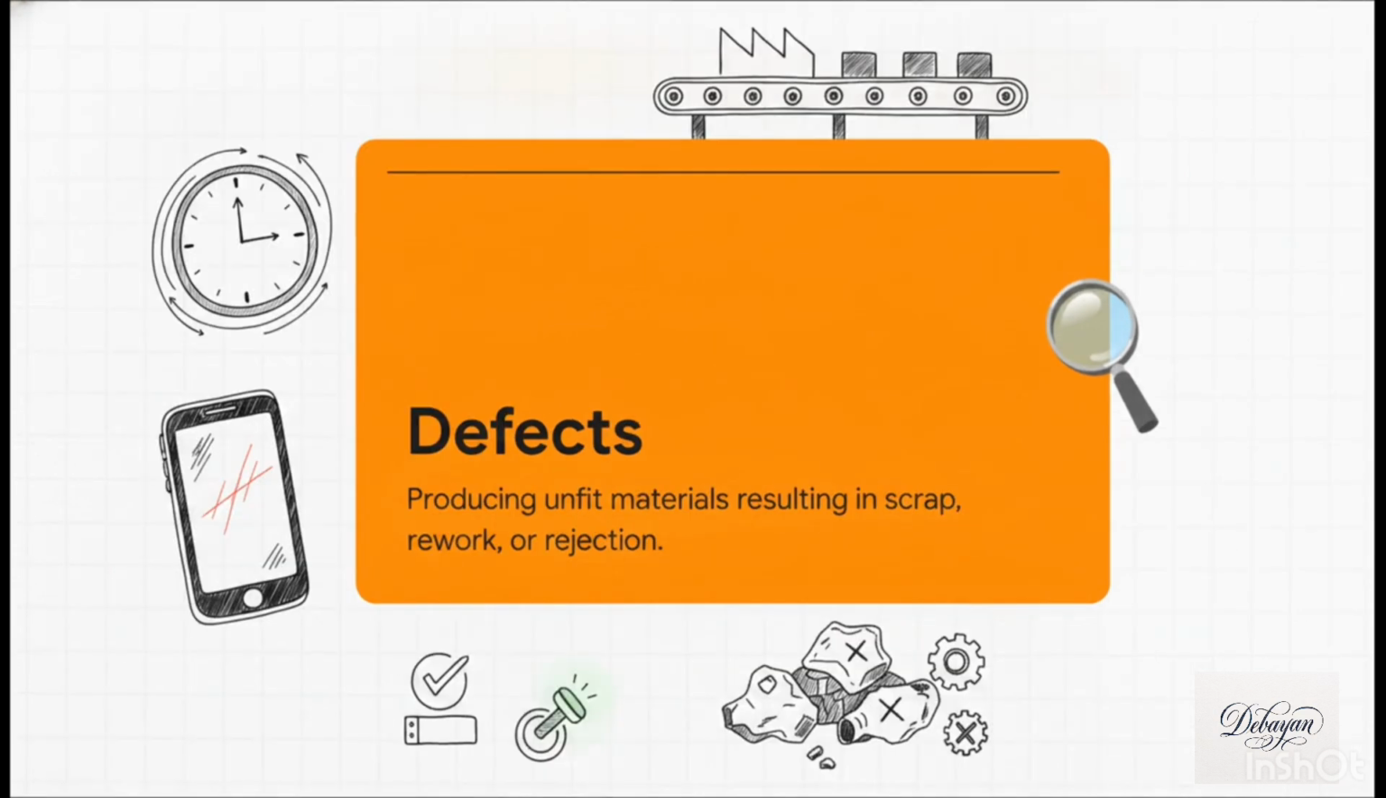The 7th waste is defects. Producing unfit materials is obviously terrible for business. But remember, defects don't just mean throwing the part away as scrap. Rework is a massive part of this waste. If a worker scratches a mobile phone screen during assembly and you have to pull them aside to buff out that scratch for 20 minutes just to make it sellable, that 20 minutes is 100% pure waste.